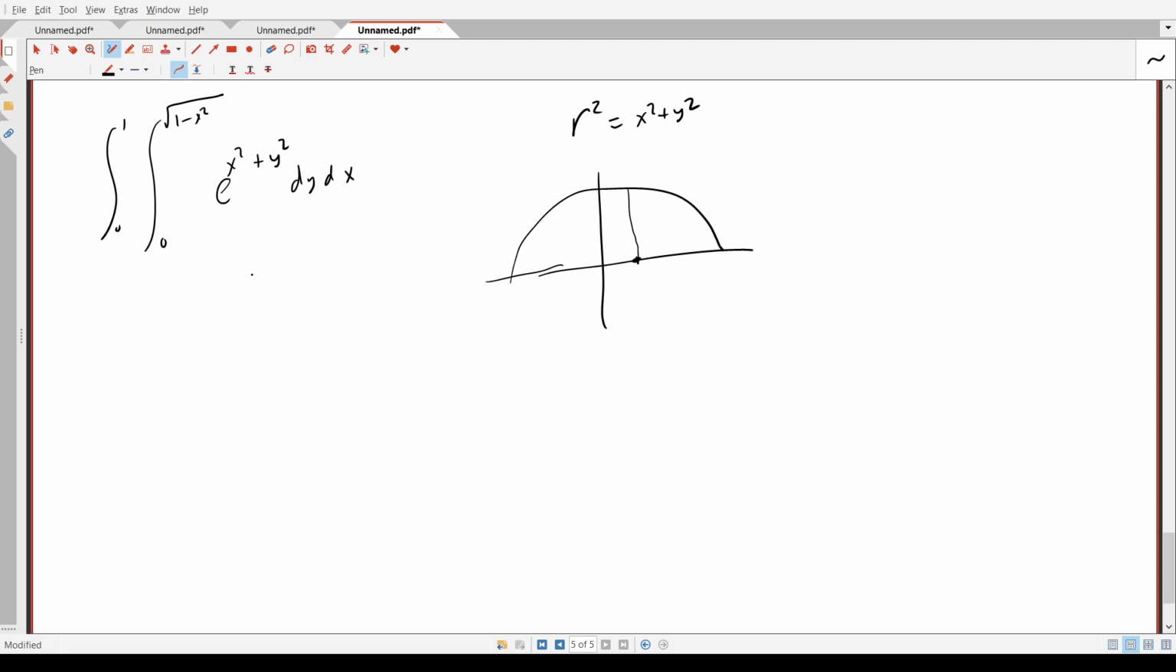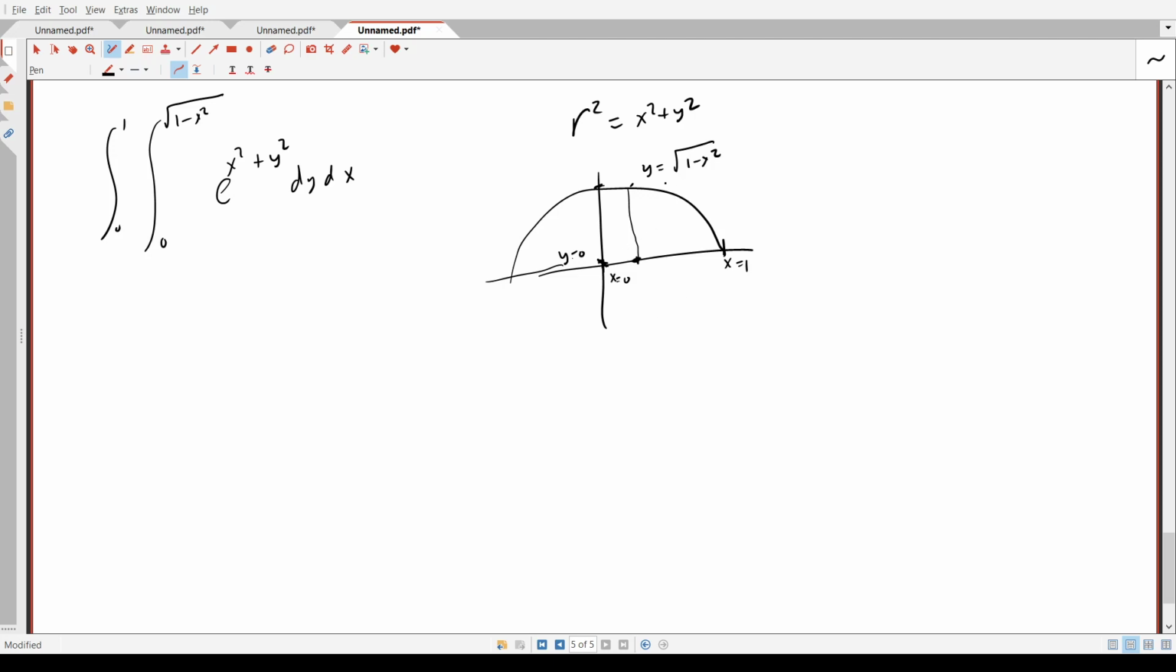And then we go from 0 to 1, right? So that means that x starts here and ends here, right? So this is x equals 0, x equals 1. This right here is y equals 0. And up here, or this curve right here, is y equals square root of 1 minus x squared.